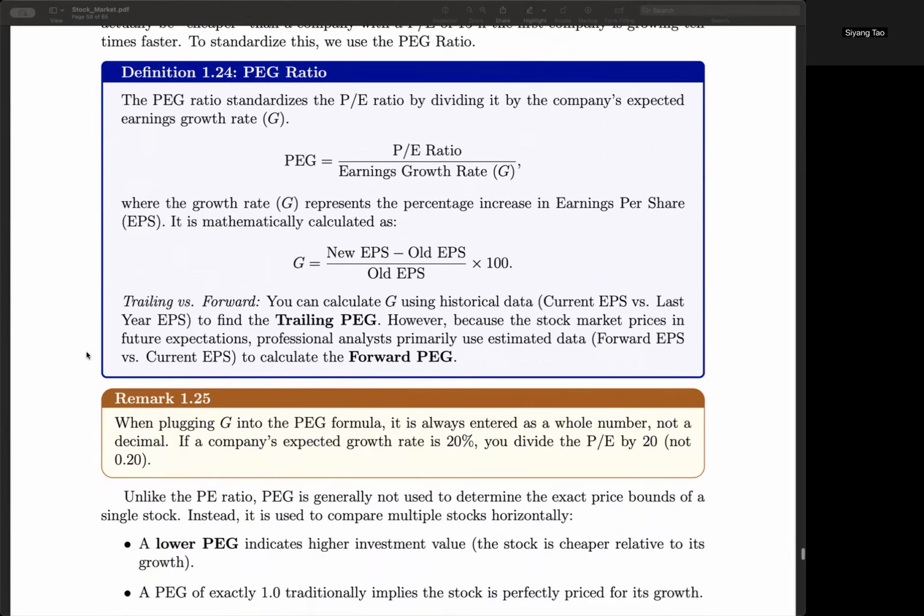I want to give you a very important math warning here. When you plug G into the PEG formula, you must enter it as the whole number, not a decimal. If the expected growth is 20%, you divide the PE by 20, not 0.2. If you use a decimal, your math will be completely ruined.